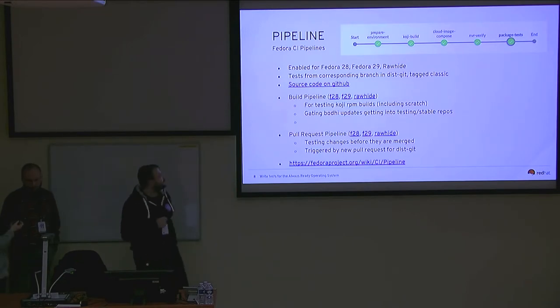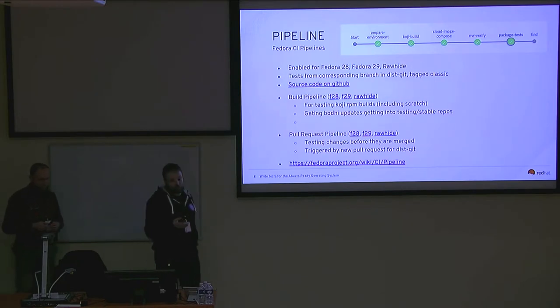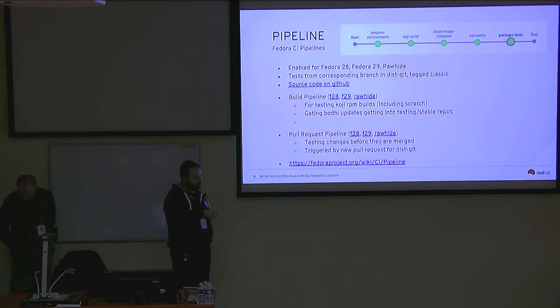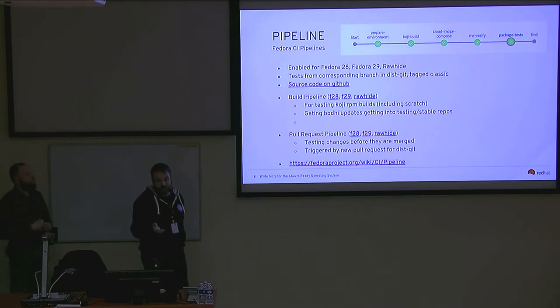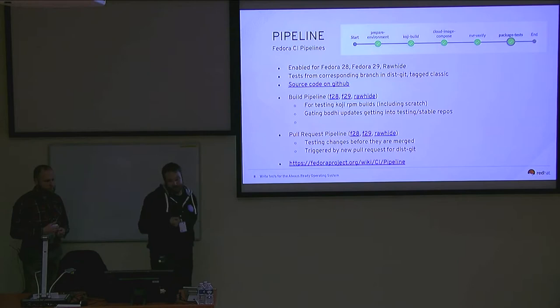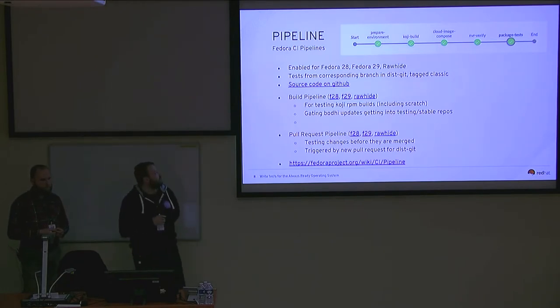Okay, let's continue because the time is ticking. The CI pipeline is enabled for all available or stable Fedora releases and also Rawhide. We're taking tests from the corresponding branch. So if you have the test in Fedora 29, they will be executed for the 29 build, even for scratch builds. So this should be working automatically. I will show you how you can discover that. The source code of the pipeline itself is on GitHub, so if you would like to take a look at how it works, you can look there.